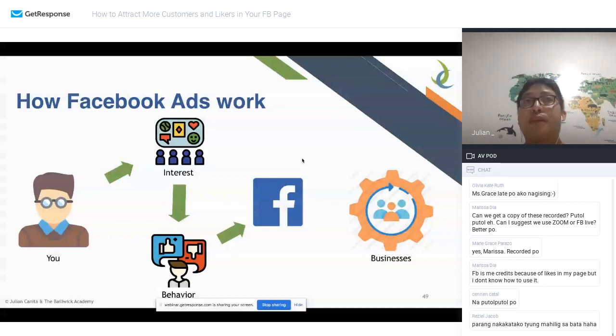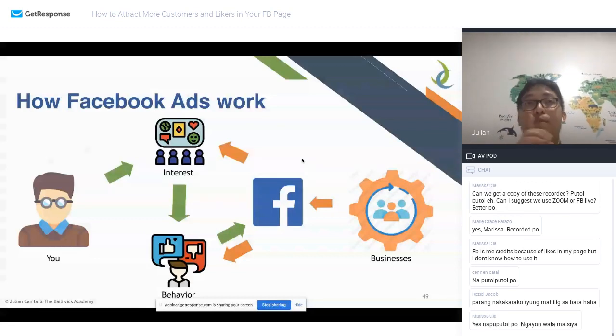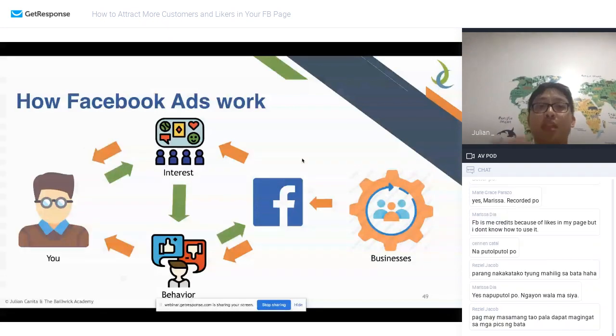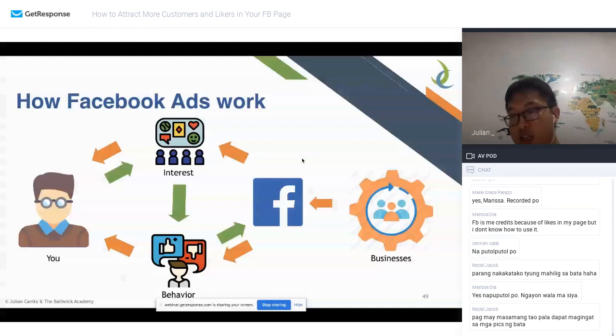And on the other hand, there would be businesses, there would be advertisers who would want to reach their target audience through these interests. Diba? Again, kung if I am selling cheesecake, hindi sasabihin sa akin ni Facebook the exact people who want the cheesecake, but it can target people who show that they're interested in cheesecakes. So that's how Facebook targeting works, particularly for ads.